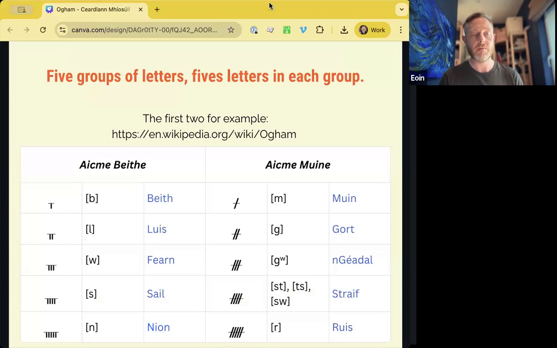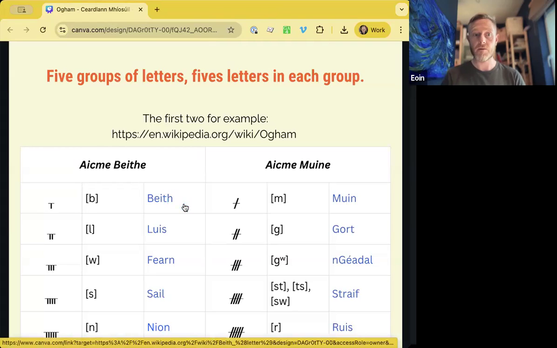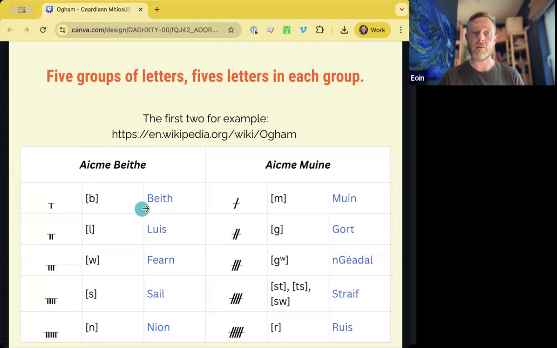So there are five groups of five letters. That's how it's all grouped together traditionally. There were four groups originally, and the fifth group was added on. The fourth group are the vowels, and Beith, which is birch tree. So that's the first letter, the letter B. The name is birch tree, and the B is the first sound in the word. That's the system here.